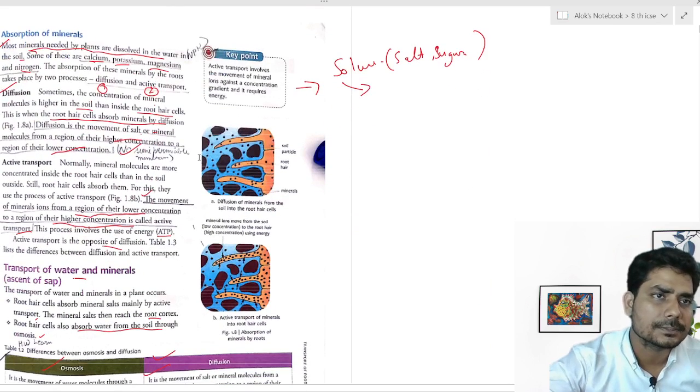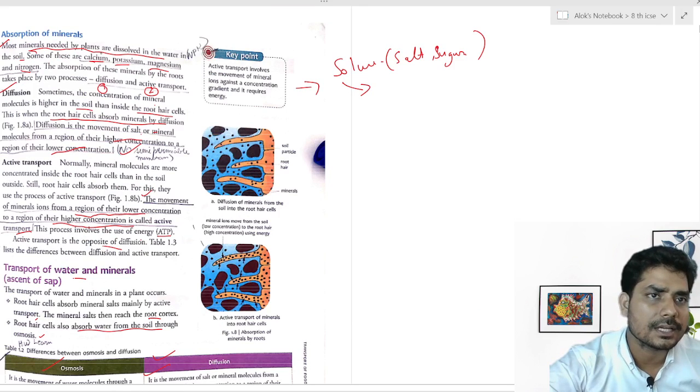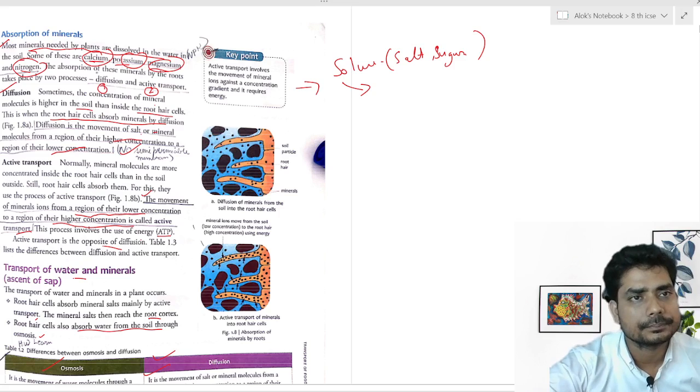Absorption of minerals. Most minerals needed by the plant are dissolved in the water in soil. Some of these are calcium, potassium, magnesium and nitrogen. They are very important for plant growth and development. Absorption of these minerals by the root hairs happens by two processes, diffusion and active transport.